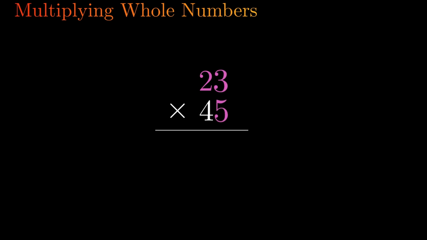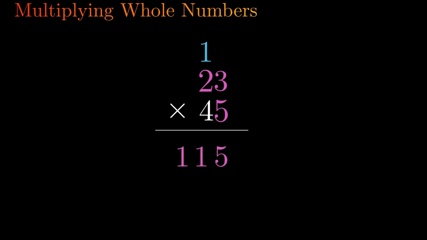First, 5 times 3 is 15. We write the 5 and carry the 1. Next, 5 times 2 is 10, plus the 1 we carried, which is 11. This 115 is our first partial product.